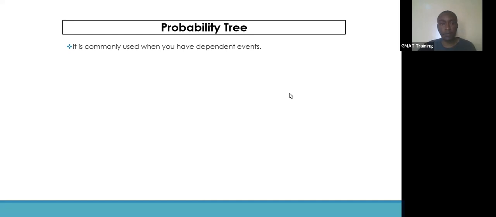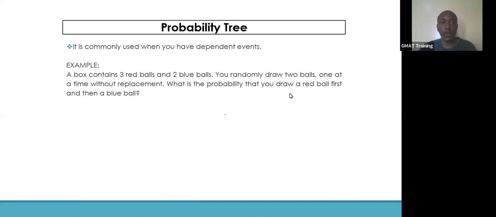Let's try a question and see how we can use a probability tree to solve it. Here's an example. Please pause the video, give it a try, and then I'll jump in. A box contains 3 red balls and 2 blue balls. You randomly draw 2 balls, one at a time without replacement. The wording 'without replacement' means we're dealing with conditional probabilities, or dependent events. What is the probability that you draw a red ball first and then a blue ball?